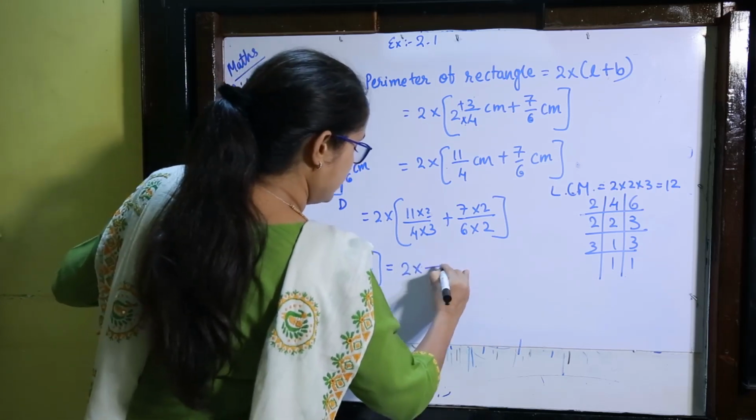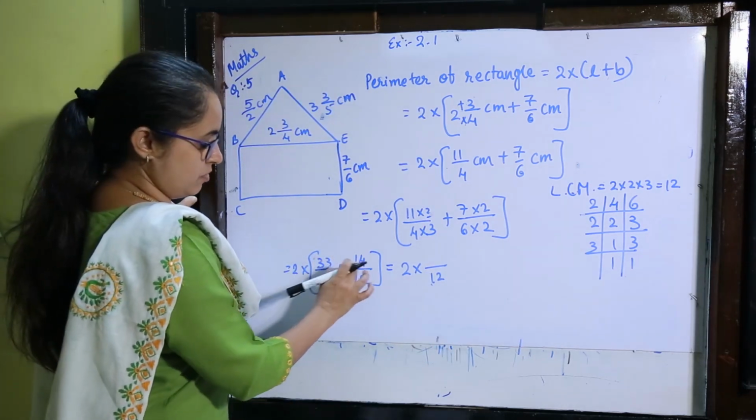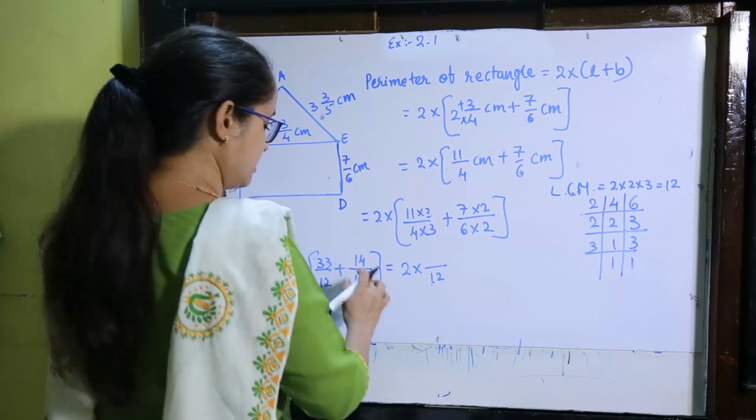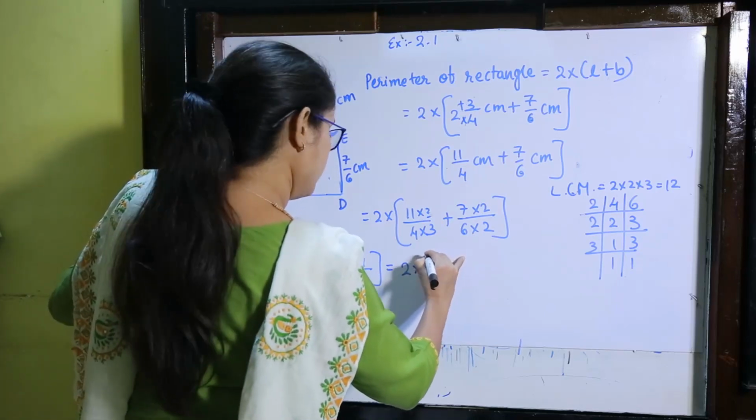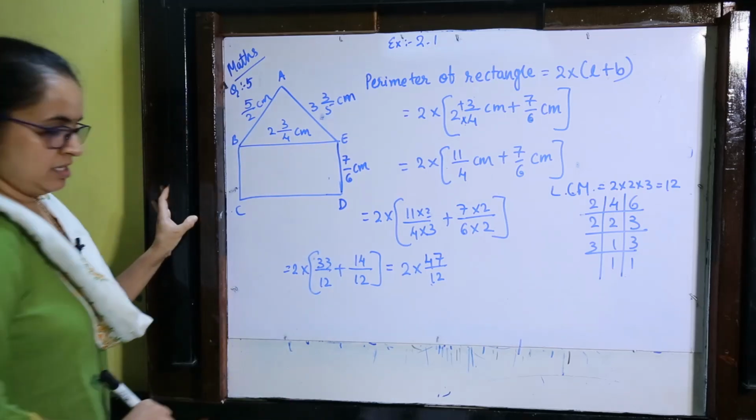So see, when the denominator is same, you have to just add the numerators: 33 plus 14, then the answer will be 47. 47 upon 12 is the answer.